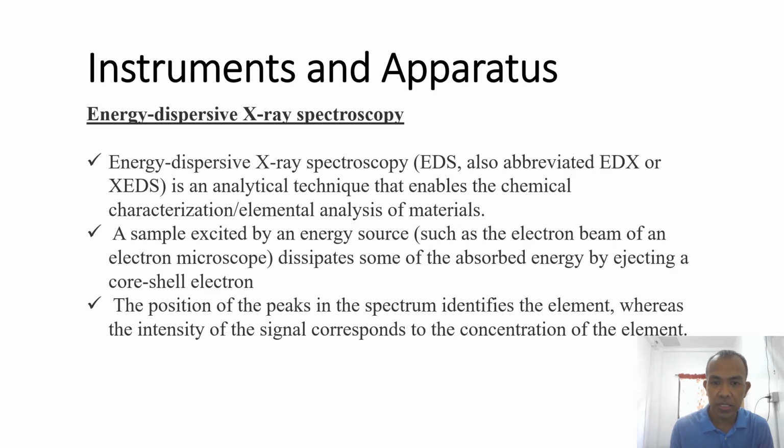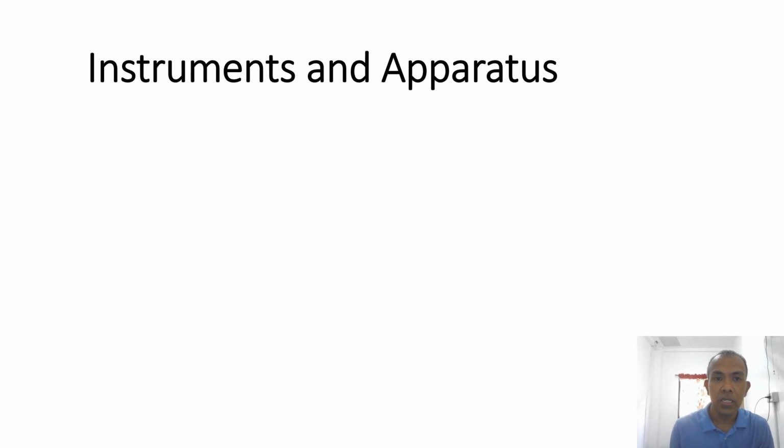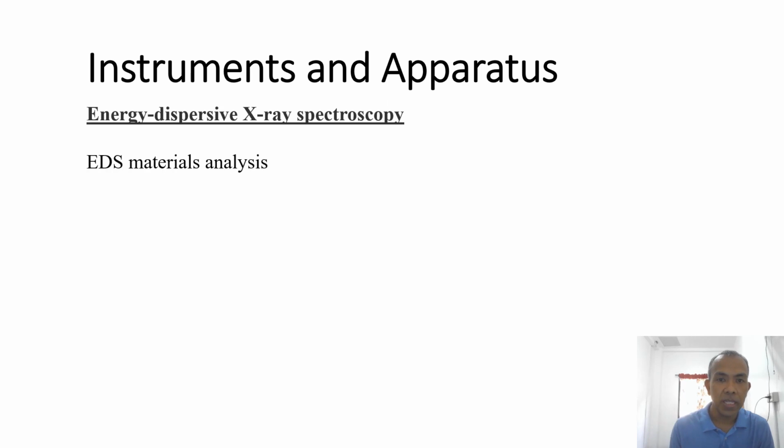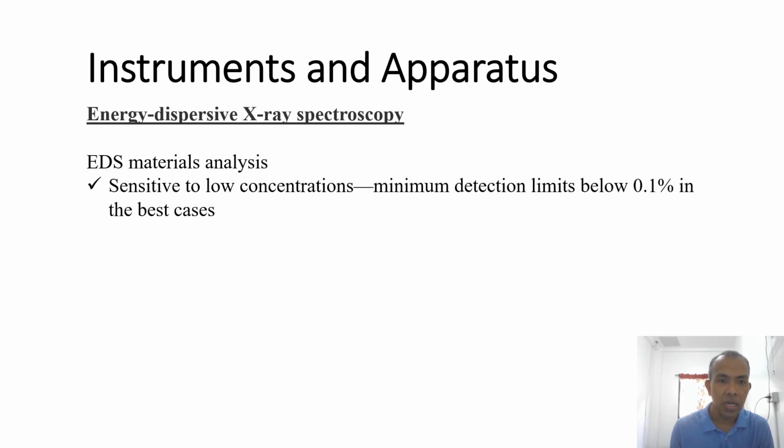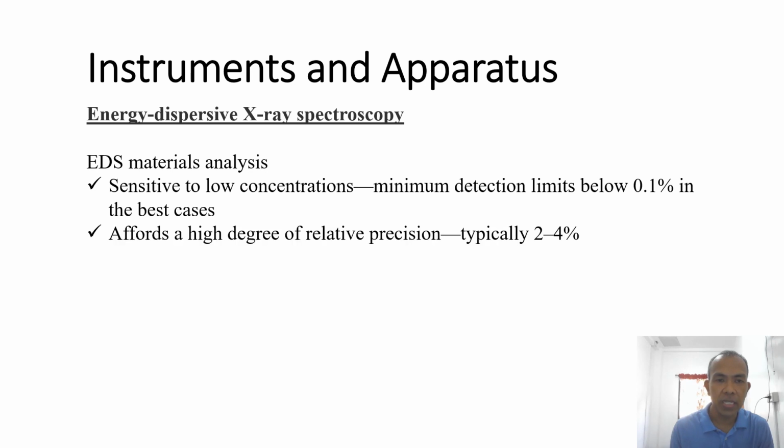The position of the peaks in the spectrum identifies the element, whereas the intensity of the signal corresponds to the concentration of the element. For the EDX, this is the covered materials to be analyzed by EDX for the analysis.